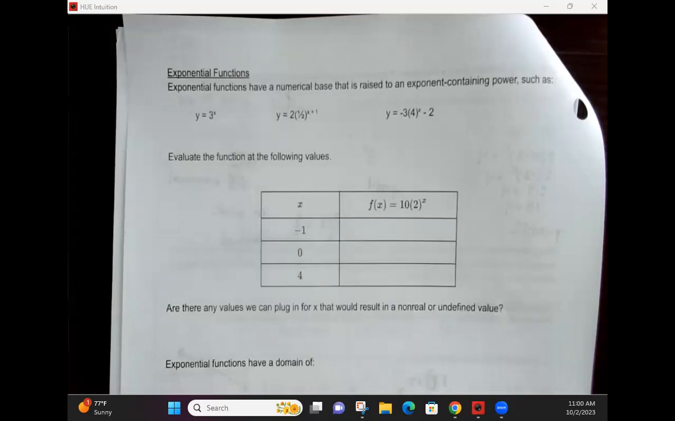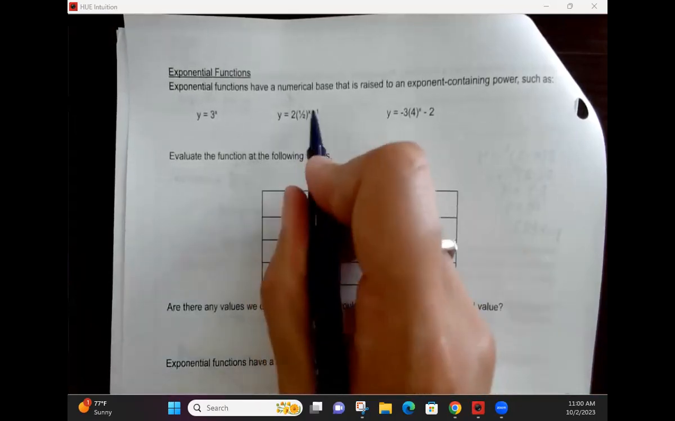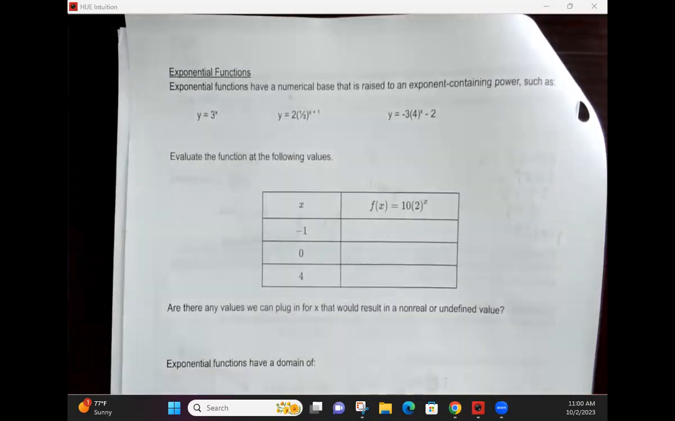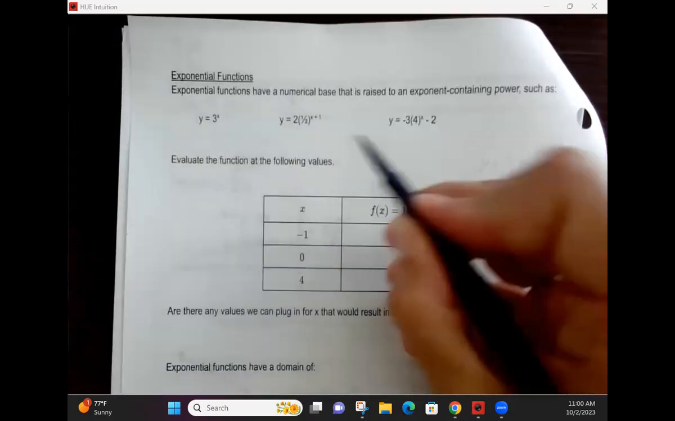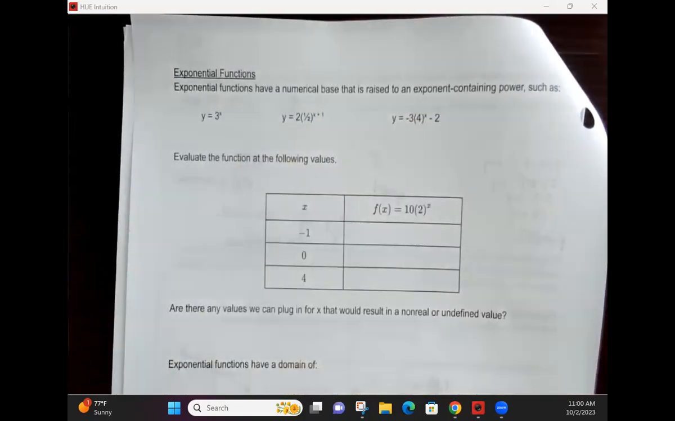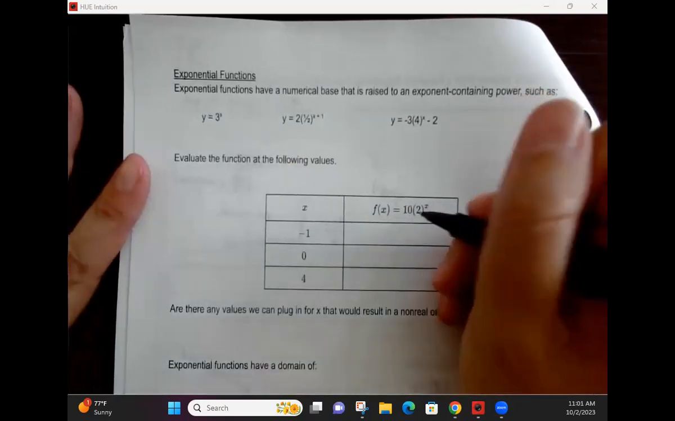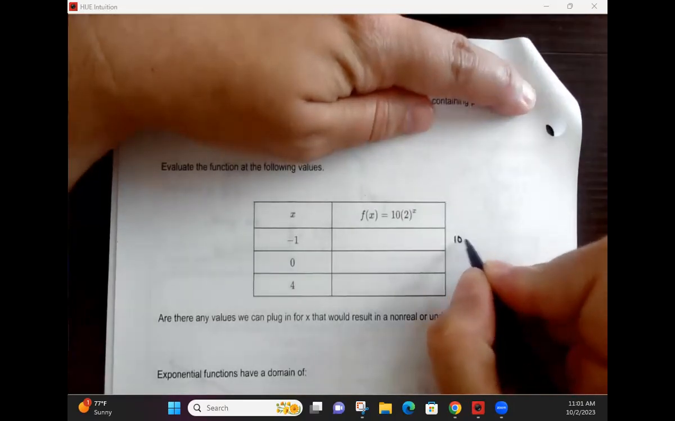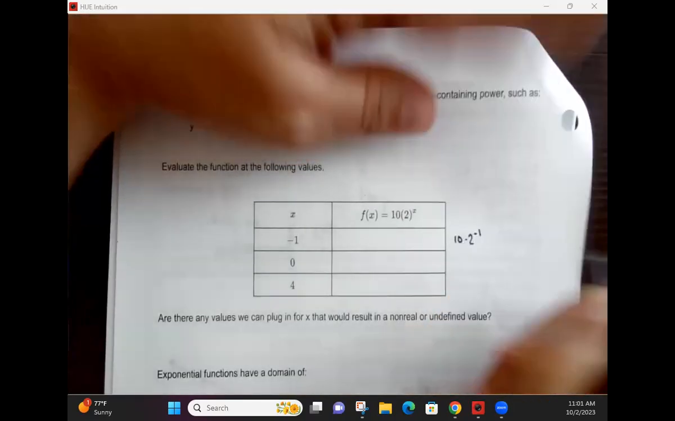So 3 to the x, 2 times a half to the x plus 1. I can have other stuff in there too. The important thing is that x is the exponent, and our base is a positive number. So let's take a minute to make a little table here and kind of talk about what we can see. So if this is my function here, and I'm going to plug in these different values for x, this would be 10 times 2 to the negative 1.